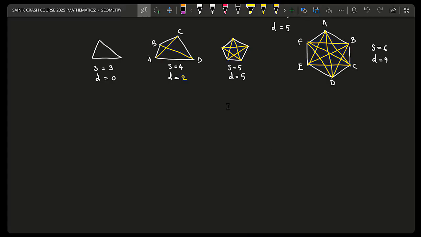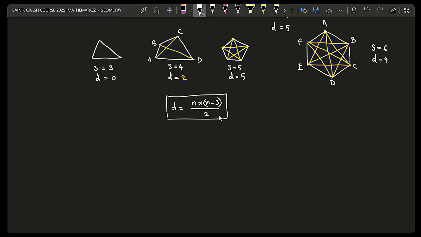So without proof, you can just remember one formula: the number of diagonals is equal to n into n minus 3 divided by 2. Here n means the number of sides. You can use S or n, anything you want. The proof you can also understand, but it takes time. Let's understand without the proof. Let's check whether this formula is working or not.